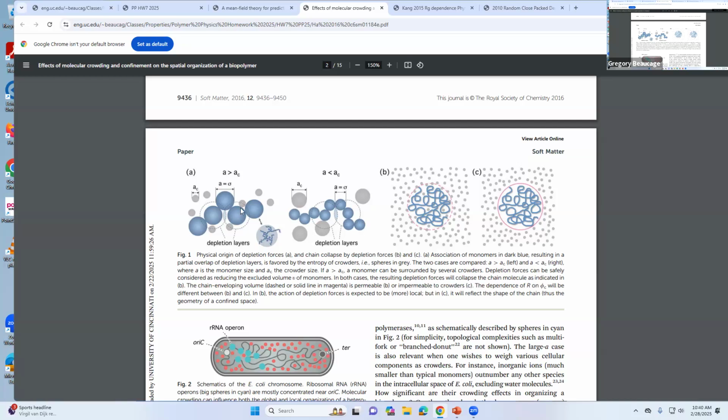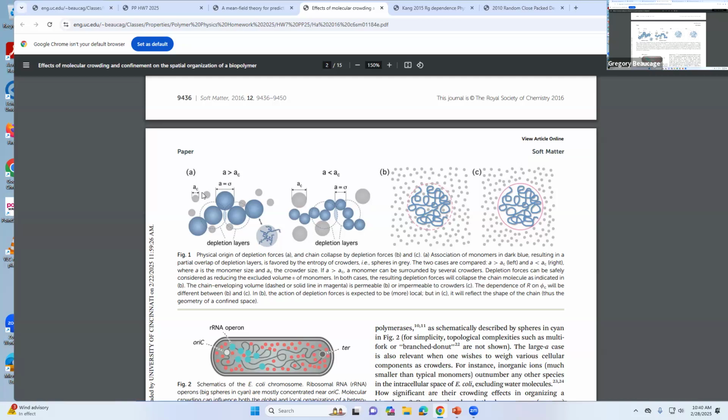Right, so that's kind of this Asakura-Oosawa theory, and then you can see if the A to A_C ratio changes, this behavior changes because the excluded volume gets different, right?